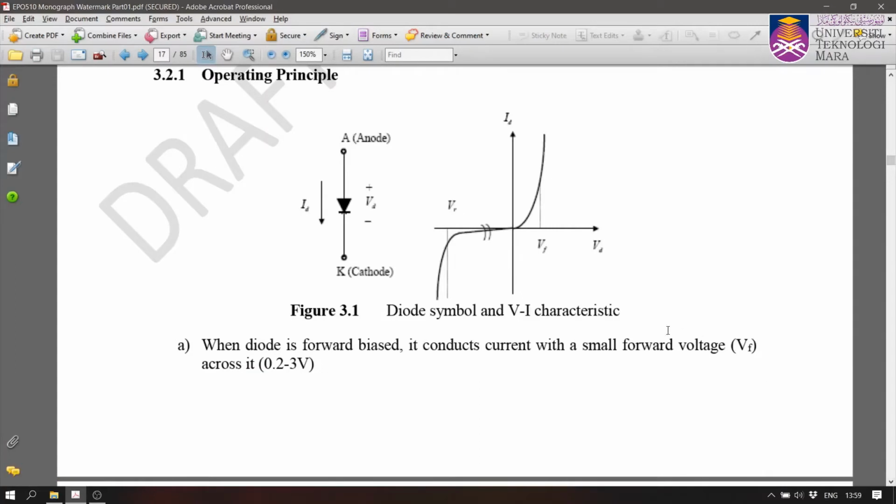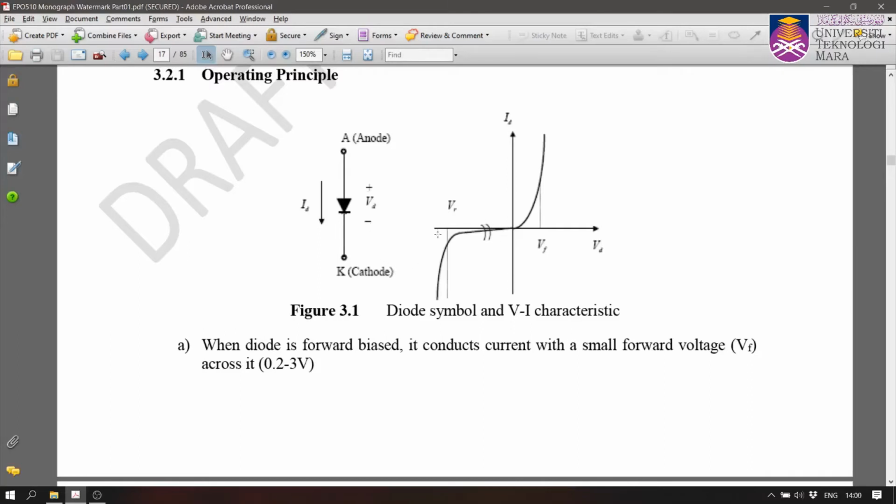When the diode is forward biased, it conducts current with a small forward voltage, which is VF. Normally it's 0.3 or 0.7 volts for germanium and silicon types of diode. And this is the current-voltage, or VI, characteristic of the diode. You have the anode at one terminal and the cathode at the other terminal, and this is the symbol of the diode, and the current will flow in the direction of the symbol to make sure that the diode is on.